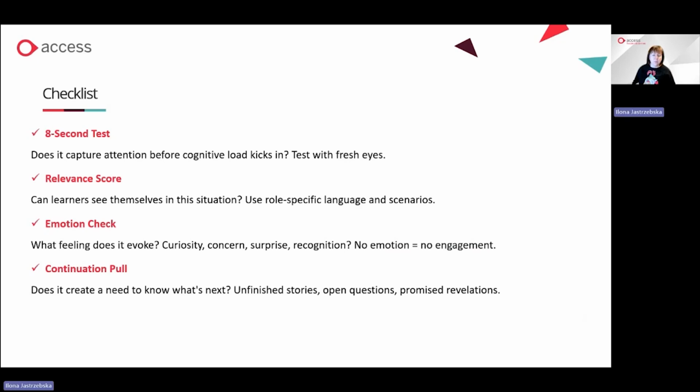So next time you are working on your hook, use this checklist to see whether it works. If the answer is yes to all of them, then you are on the right track. Does it grab attention in 8 seconds? Is it relevant to the learner? Does it feel emotional? Does it create a need to know what's next? And remember, the Spark is your guide to turning passive intros into active engagement. Try it in your next project and see how your learners respond.